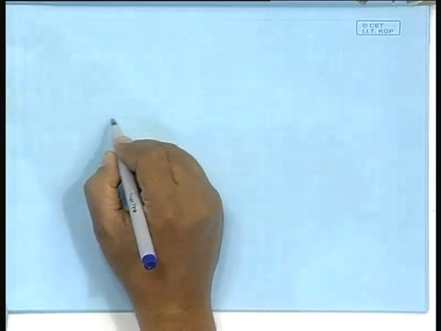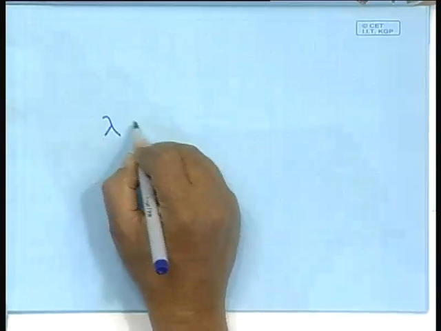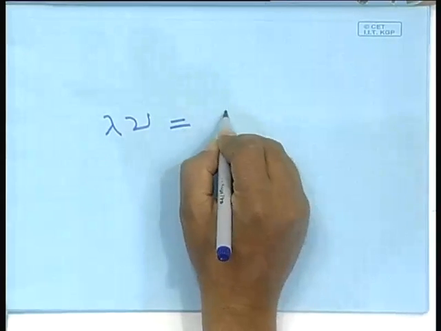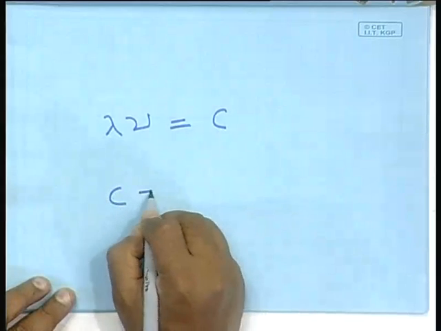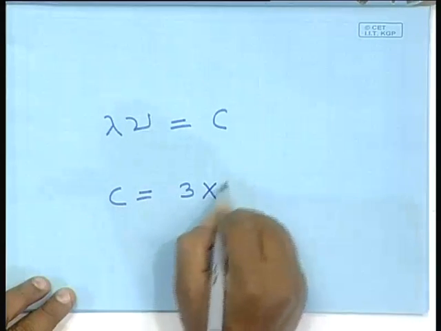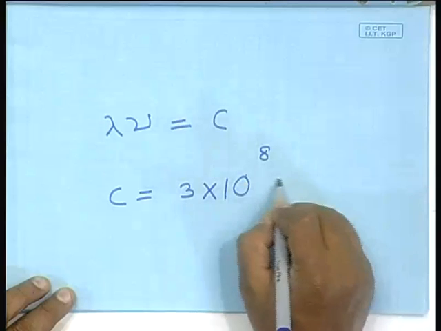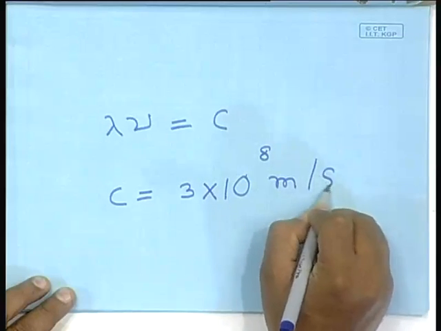The frequency and wavelength, as we have already discussed, are related: lambda into nu is equal to c, where c is the speed of light, 3 into 10 to the power 8 meters per second.